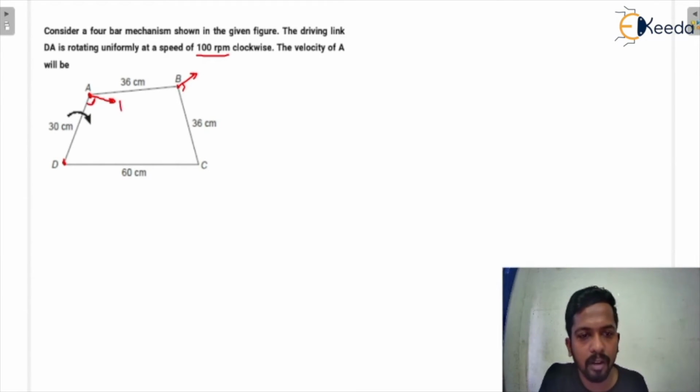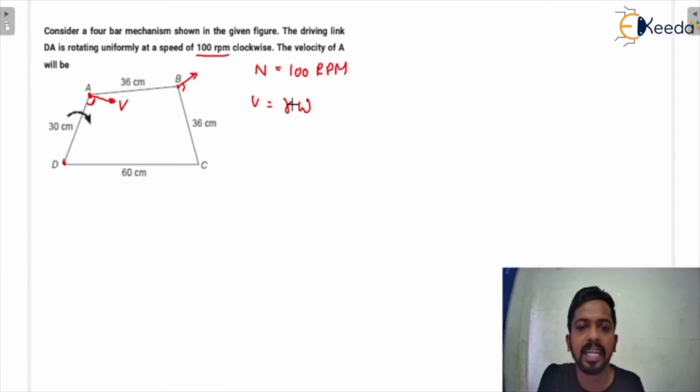Now we have to find out the velocity in meter per second. In the question it is given that N is equal to 100 rpm. First you need to know how you can find out the velocity. We know that velocity is equal to r omega, that is, radius and the angular velocity. Now r is given. R is what? The point about which it is going to be rotated, that is the fixed point, sorry, the turning point. So about which you have to find out the velocity of point A. The radius is given, and you have to find out the omega.